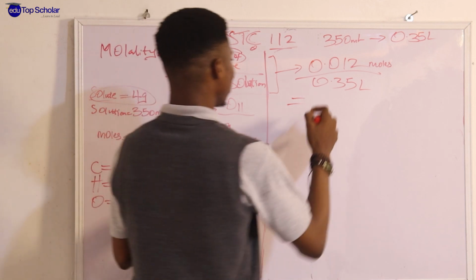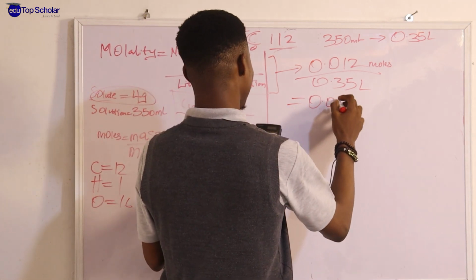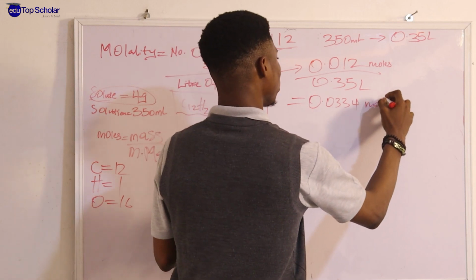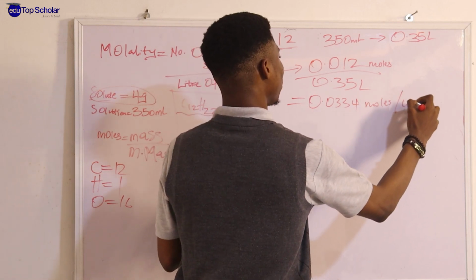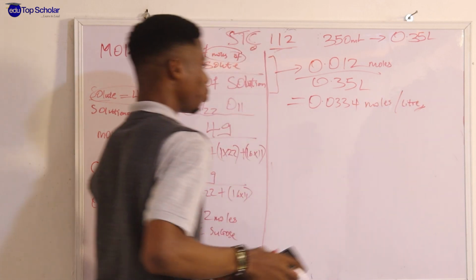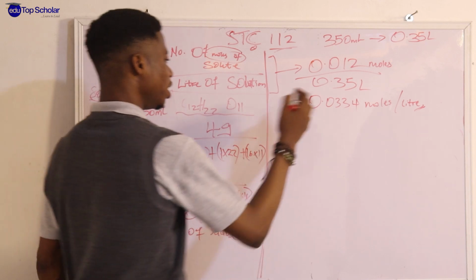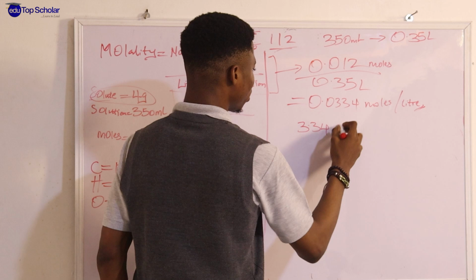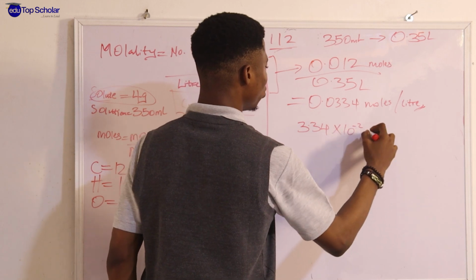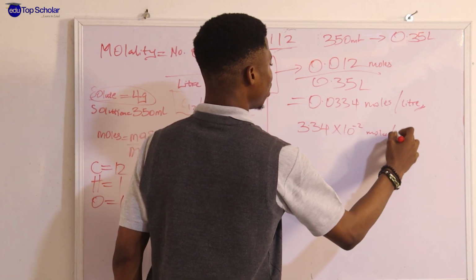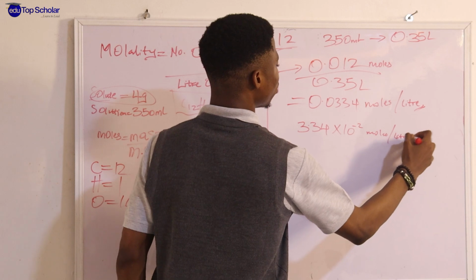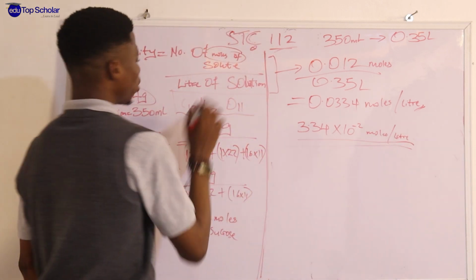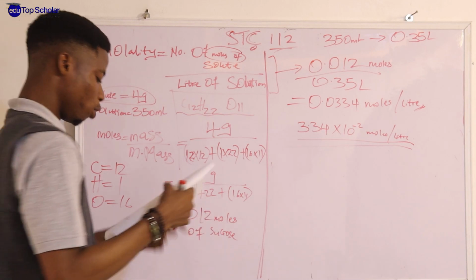So that will give us 0.0334 moles per liter. But it is very important to always leave our number in standard form, so we can have 3.34 times 10 raised to the power minus 2 moles per liter of solution. So that is the molality according to question number 2.